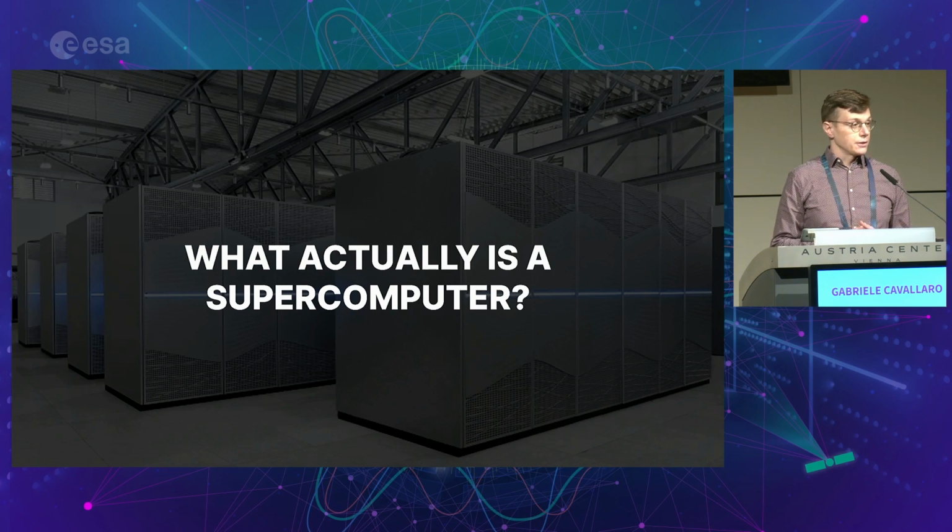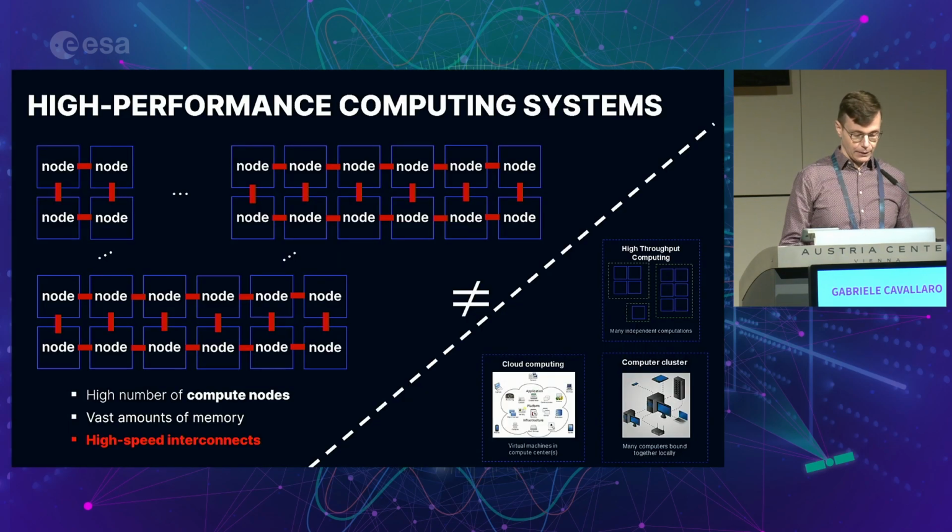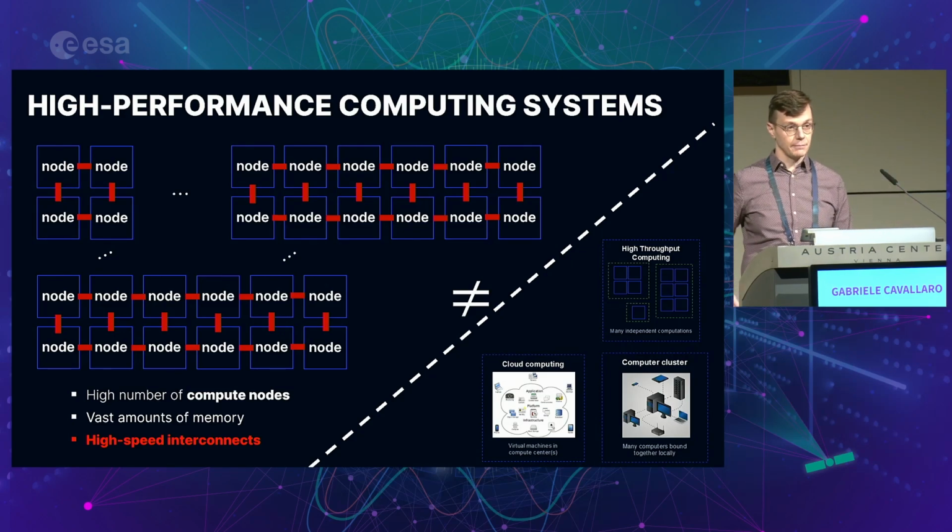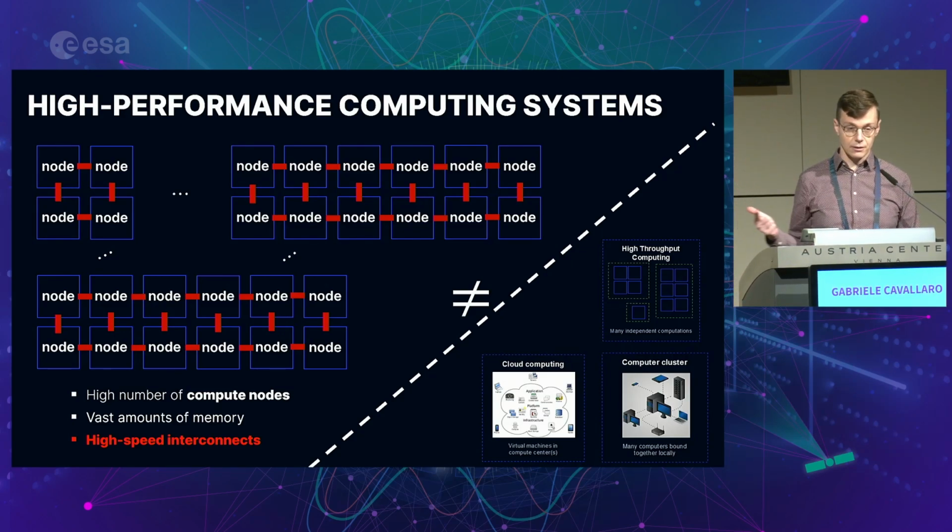But what is actually a supercomputer? Well, it is a high-performance computing system that includes a high number of processors, vast amount of memory, and more importantly, a high-speed interconnect network with low latency. The network is the feature that differentiates supercomputers from clusters of computers, cloud computing, and high-throughput computing.